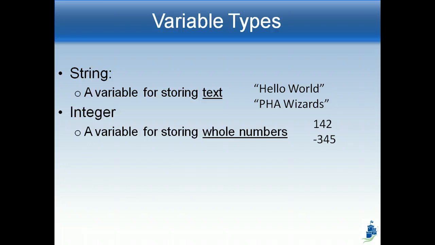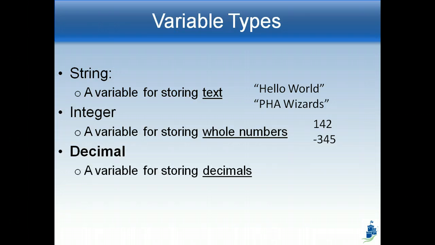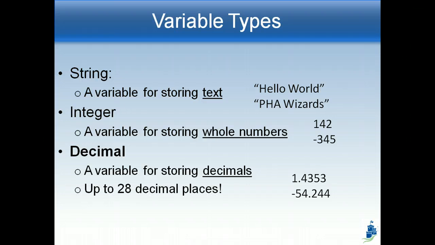Those are the two types of variables that we've had so far, but today I'm going to introduce you to a new one, and it's called a decimal. Okay, so a decimal is just another type of variable. The difference is a decimal is for storing decimals, is for storing numbers that are not whole. So 1.4353 or negative 54.244. These are good examples of stuff to be put in a decimal variable type. Okay, and a decimal can have up to 28 decimal places, so I think that would be fine for most of our use. We don't really need to worry about the size of it.